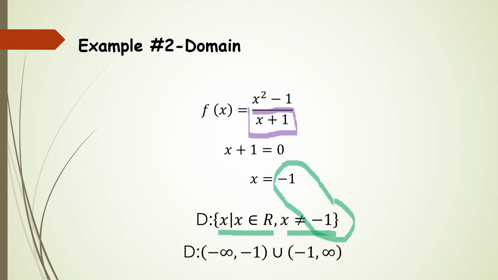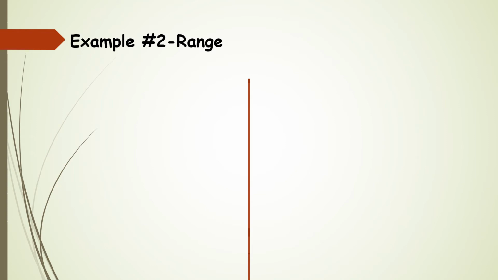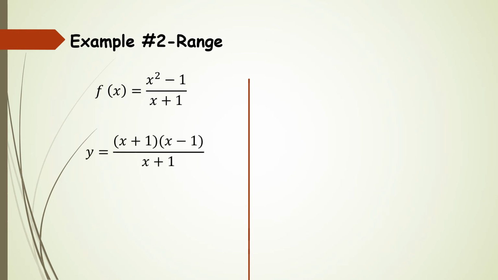Sa interval notation, negative infinity, negative 1, union with negative 1, infinity. For our range, as we can see, x squared minus 1 can be factored. Then we will get y is equal to, change lang natin yung f of x sa y. We will get x plus 1 times x minus 1, which is the factor ng x squared minus 1 all over x plus 1. So we can cancel this 1.